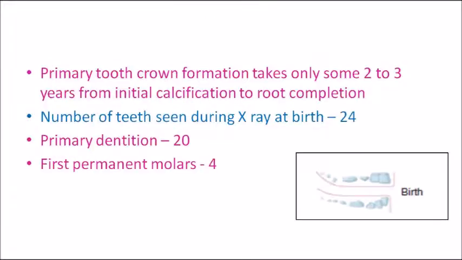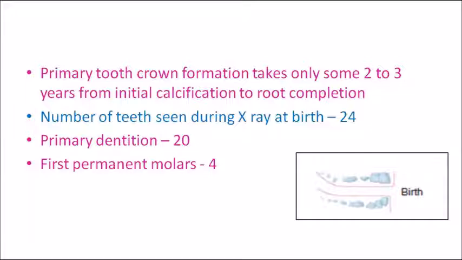Now another few important facts with regard to primary dentition development: the primary tooth crown formation takes only some 2 to 3 years from initial calcification to root completion. Keep in mind that from initial calcification to root completion it takes only some 2 to 3 years. Another important MCQ is how many teeth will be visible on an X-ray. If you take an X-ray of a newborn baby, how many teeth will be visible at birth?